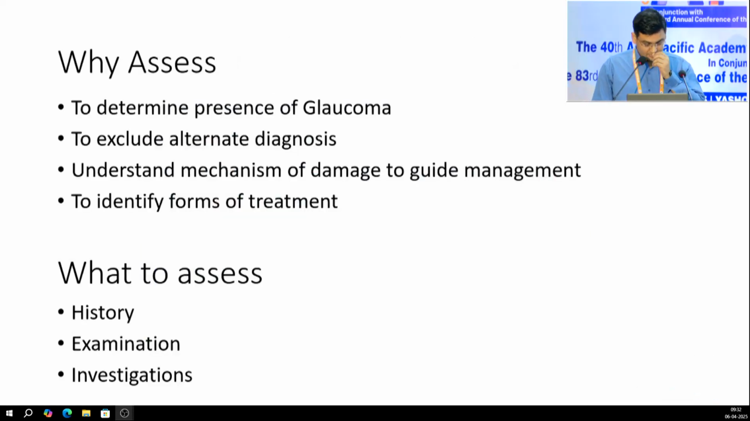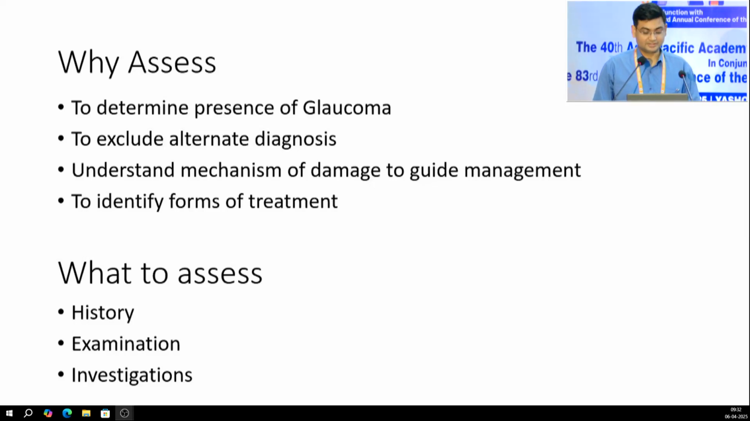Why to assess first for a patient who's coming to our OPD? We have to first determine whether there is a presence of glaucoma, or exclude any alternate diagnosis, understand the mechanism of damage to guide management, and identify the right form of treatment.